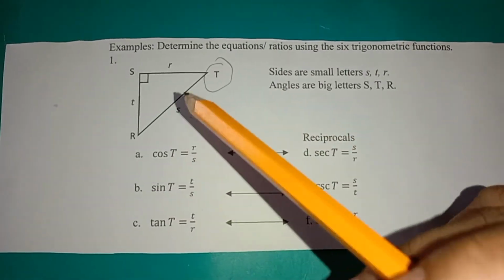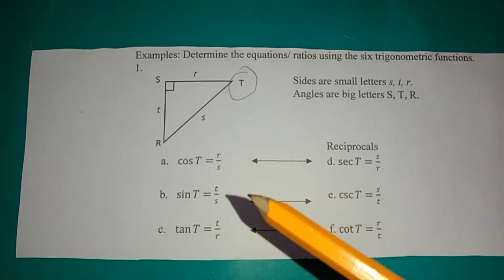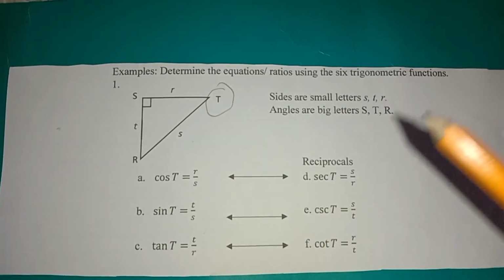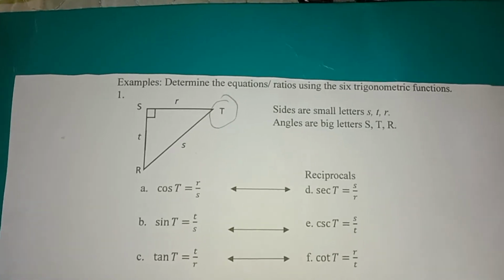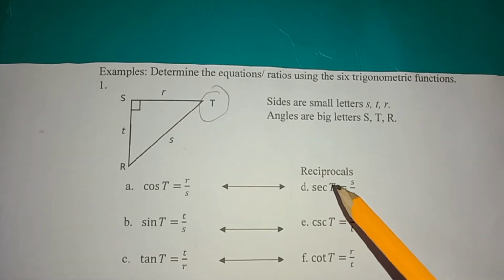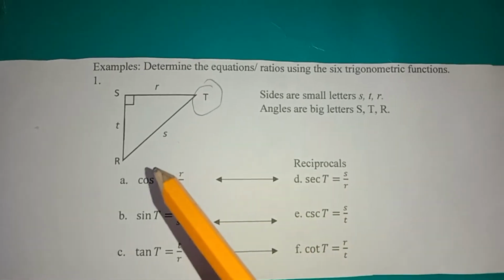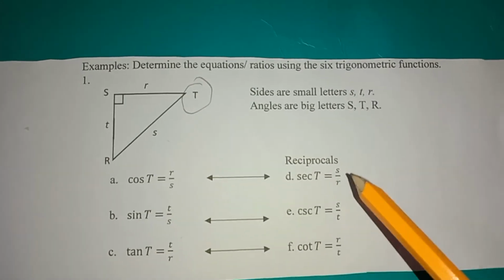Then, if you are done with the first 3 main trigonometric functions, you can now easily form its reciprocal, or the remaining 3 trigonometric functions, which are the reciprocal functions. So let's have the secant of T. The secant is the reciprocal of cosine. If cosine of theta is R over S, of course, secant is S over R.